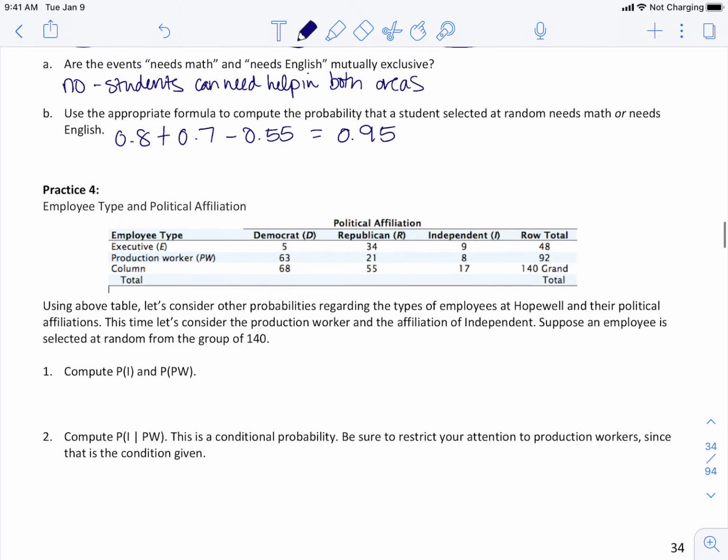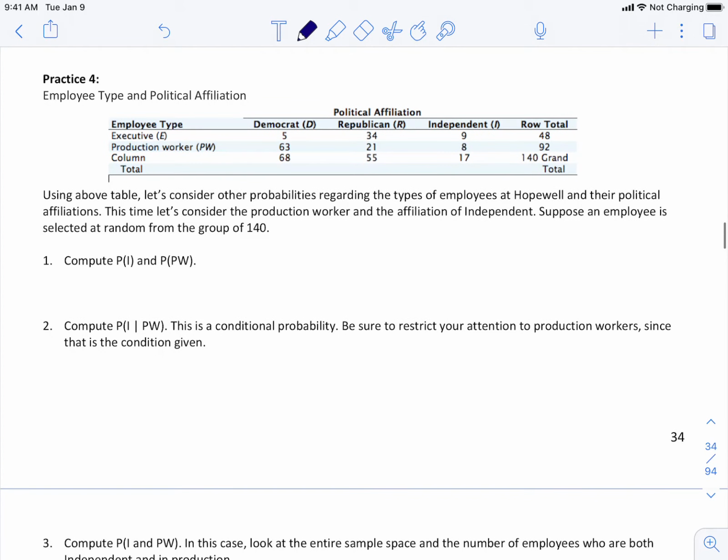All right, employee type and political affiliation. I'm actually going to add lines here just to break off our total row and column to make it a little bit easier to see for us. Using the table, let's consider other probabilities regarding the types of employees at Hopewell and their political affiliation. We're looking at production worker and independent. And suppose an employee is selected at random from the group of 140.